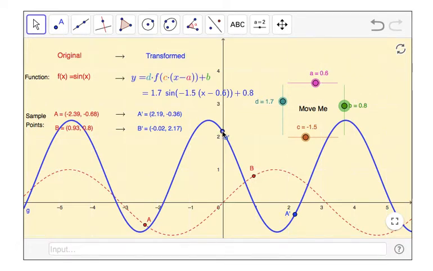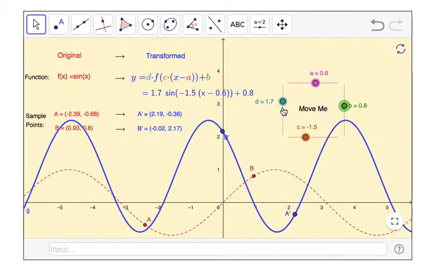So we can see how the different factors of the sine function, or the trig functions, affect the shape of the graph. If we take a look at this function here, f of x is sine x, and the d value here is a vertical expansion, our c is our horizontal compression, our a value is our horizontal shift, and our b value here is a vertical shift. And we can change these pieces around on this animation here.